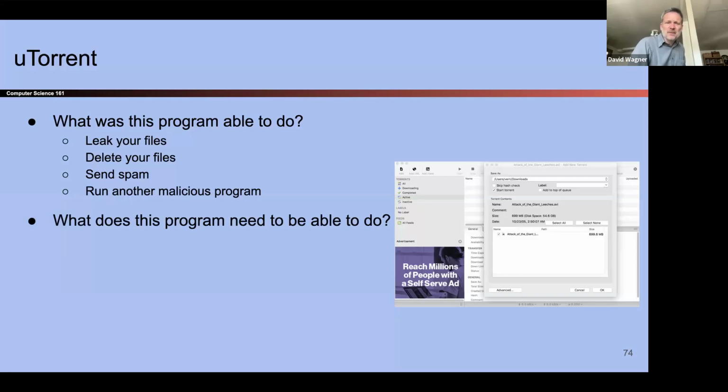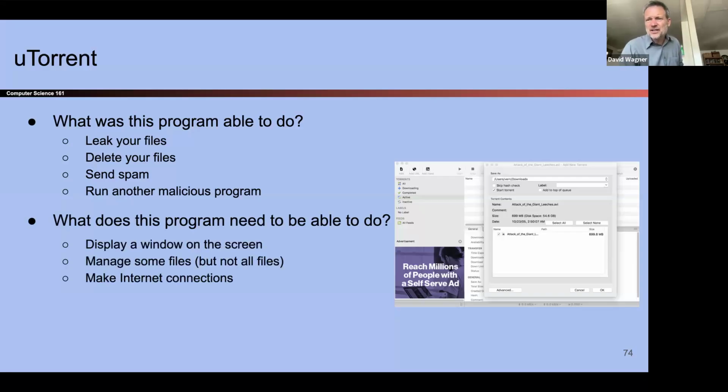Maybe I'll point out something about this program. What was this program able to do? A whole lot. What did it need to be able to do? Not very much. It didn't need access to all my files. It does need a way to put a window on the screen. It does need a way to manage some of my files, but only the ones that I indicate. It needs to make some internet connections, but maybe only to specific ports, maybe not to port 25 or to be able to send email. So this program could do a whole lot more than it needed to do, which made it more risky to run this untrusted program.